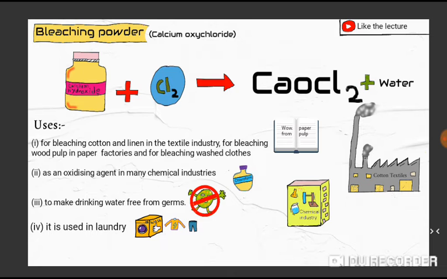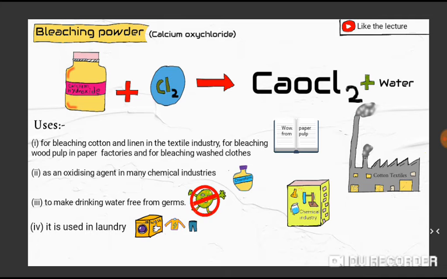Now, next, for bleaching wood pulp. As you know, paper is a very common substance, a polymer, which is important in our day-to-day life. It is obtained from wood pulp. The pulp is extracted from the bark of the tree.